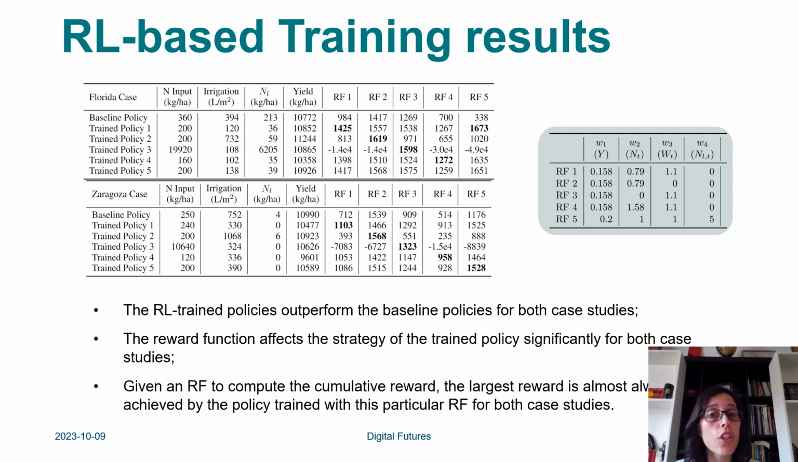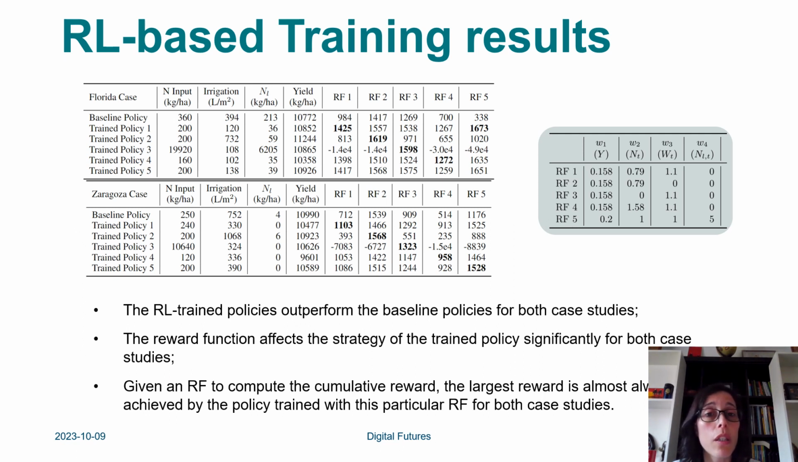Reward functions 2 to 4 indicate the economic profit under different situations. Reward function 2 represents the extreme case when irrigation water is free. Reward function 3 denotes the extreme case when nitrogen fertilizer is free. And reward function 4 simulates the situation when the price of nitrogen fertilizer is doubled.